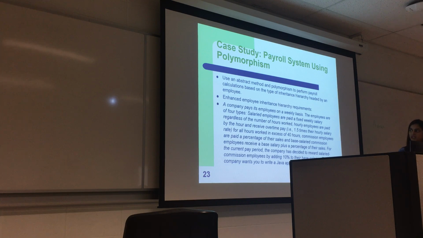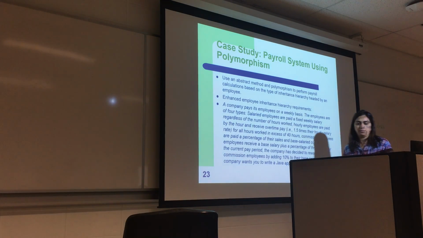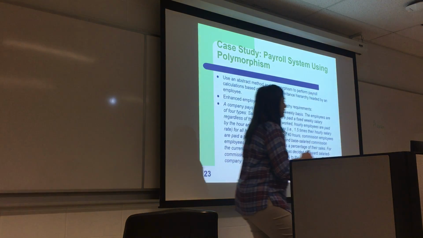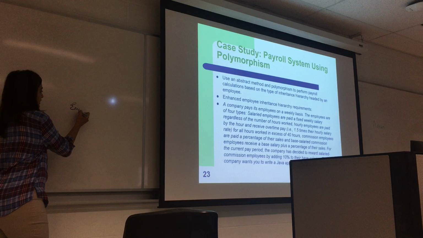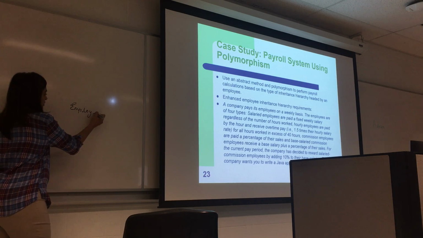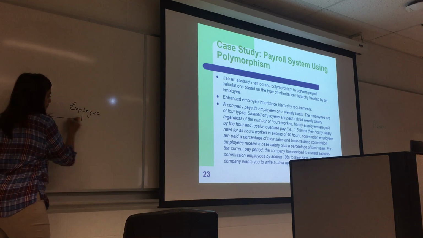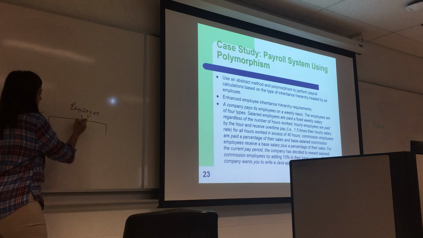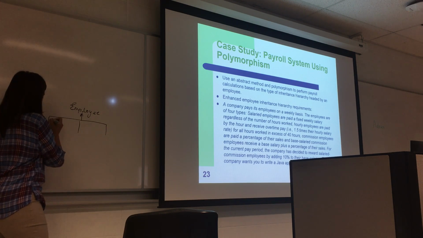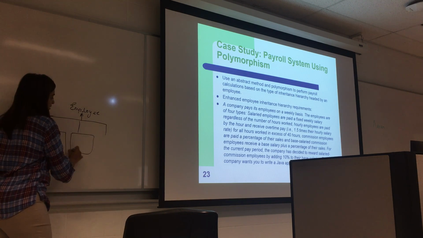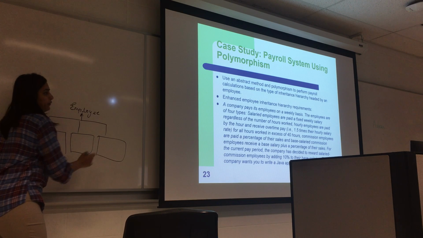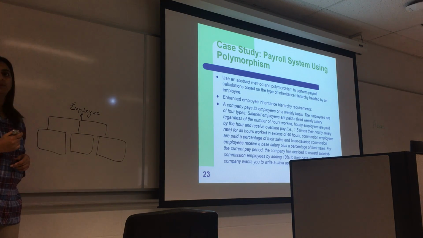So let's create this employee as an abstract class. If I create this employee as an abstract class, I'll write that in italic. And now what all classes will I have as the classes which are extending the employee class? So what are the types of employees?